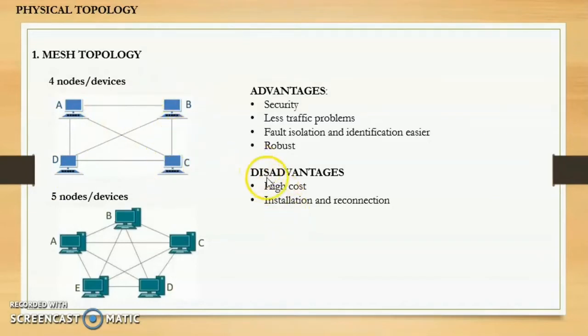So let us see the disadvantages. The first disadvantage is that mesh topology has a high cost. Now we know that in mesh topology every device is connected to all the other devices. As a result, the number of ports which are required and the number of cables which are required will be very high. Hence, it will have a higher cost.